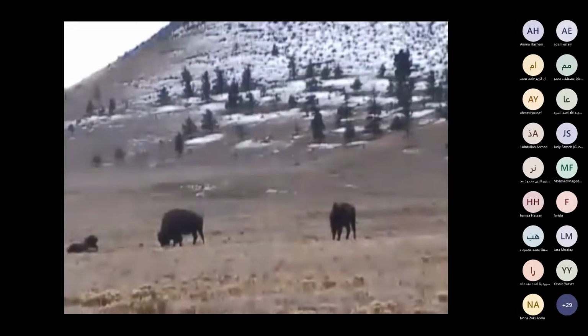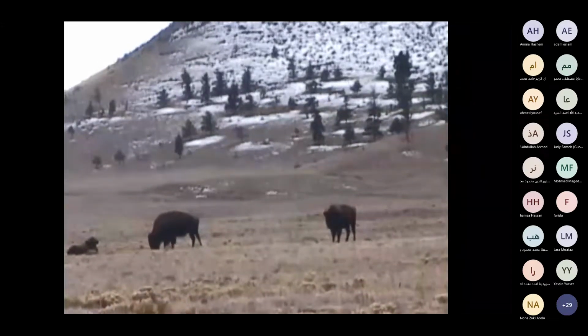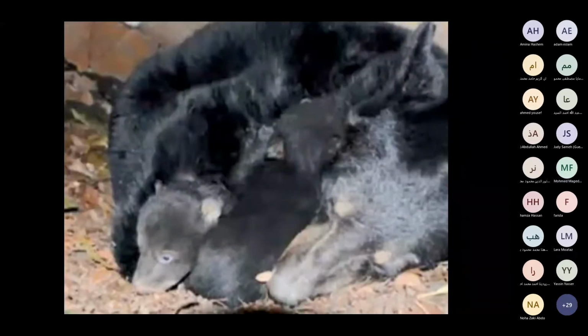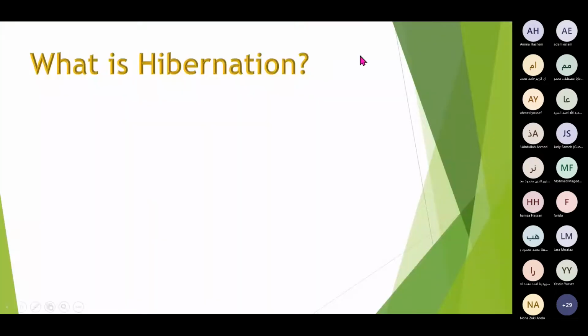We've just seen how some animals migrate to warmer places in the winter. But some animals have a different way of dealing with the cold winter season. They hibernate. You observe. Describe what this bear is doing.